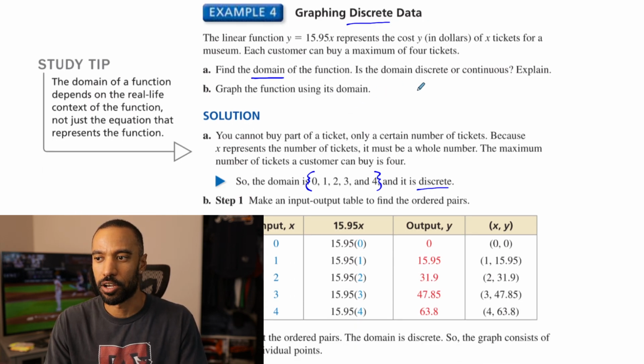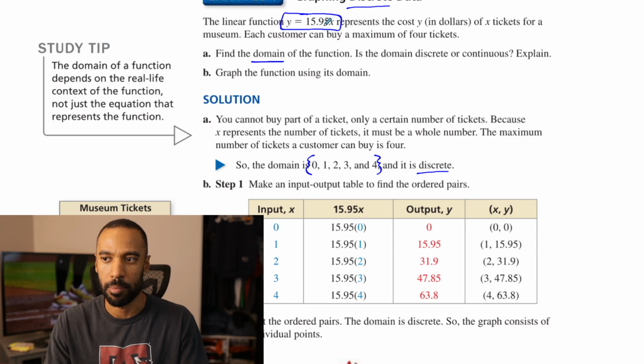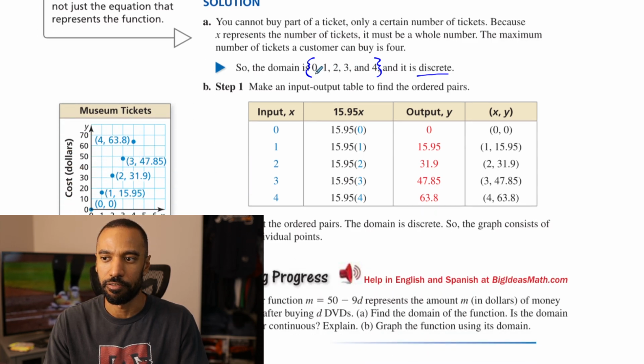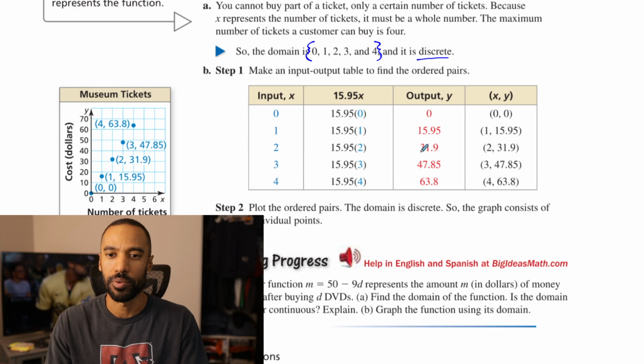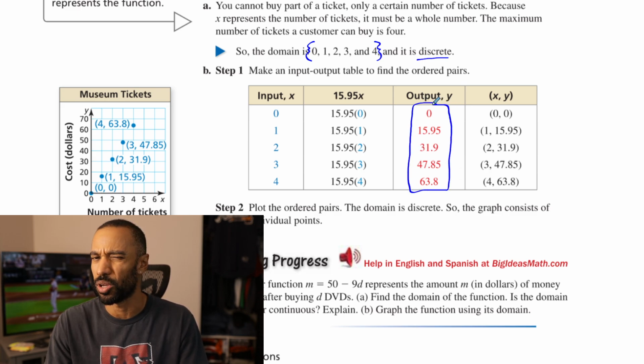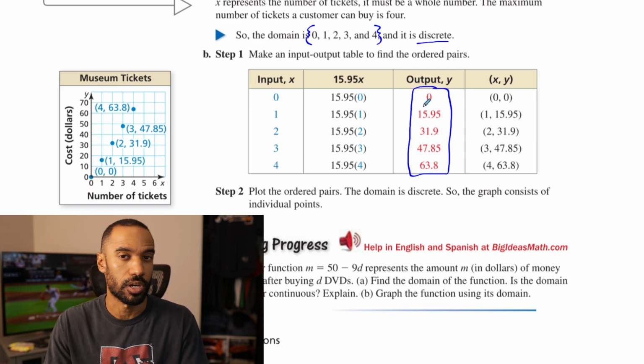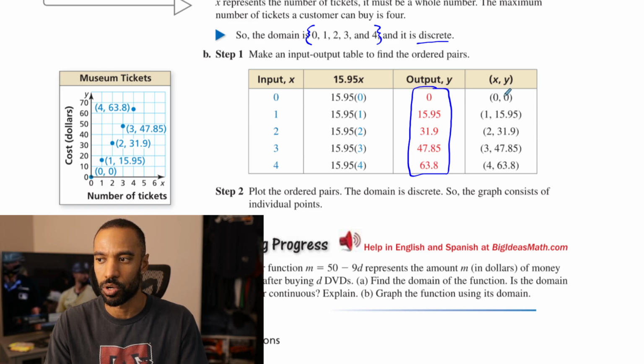Now they said graph the function. In order for us to graph the function, we use this equation. This equation, we have this x multiplied by 15.95. We know the different values of x we can use in our domain. 0, 1, 2, 3, and 4. When we substitute them out, we get y values. We did this for at least one problem, probably only 1 or 2 problems in the last section, but we didn't graph them, and we also didn't write them as ordered pairs. When x is 0, y is 0, 0, 0 is a point. That's also on your graph, and that's right here.